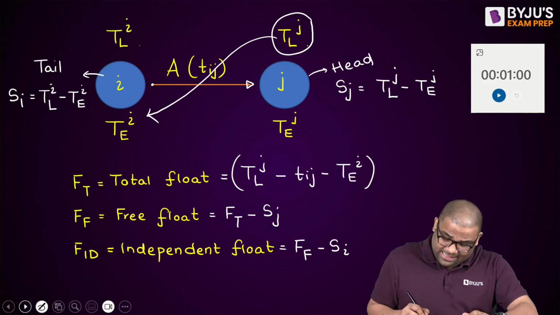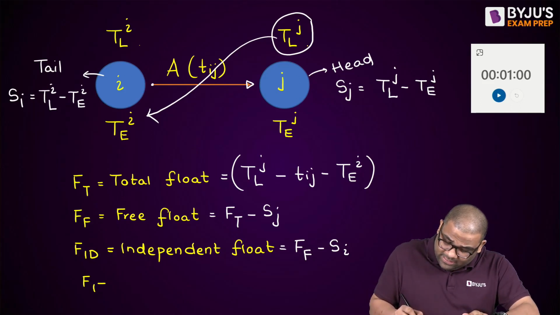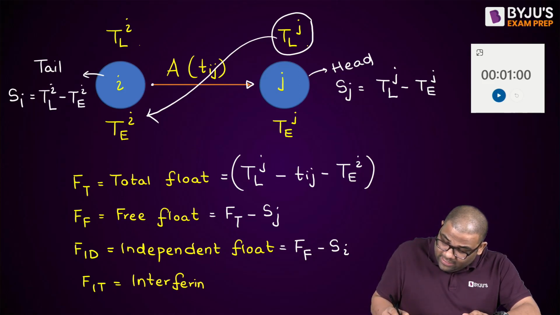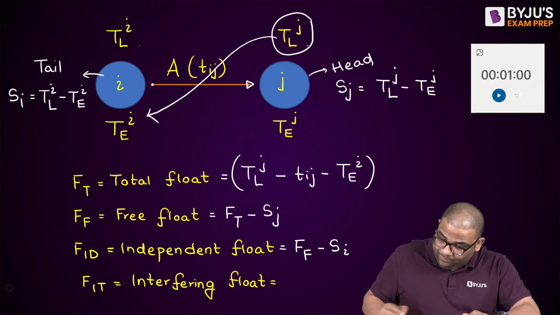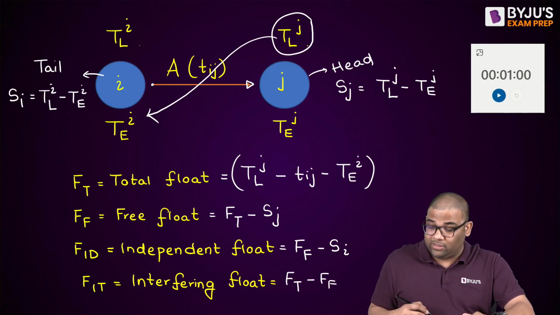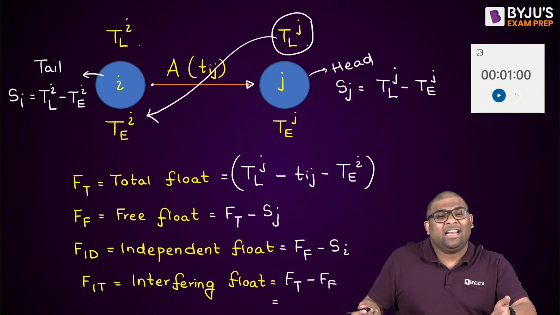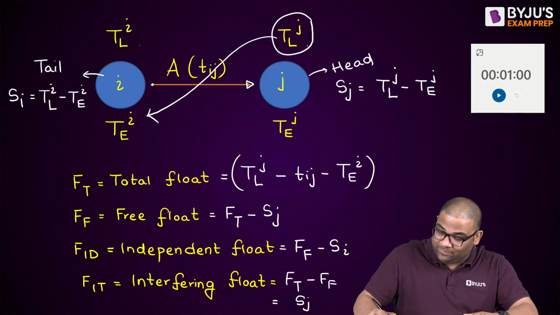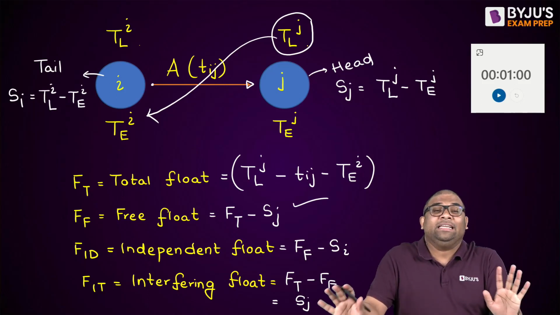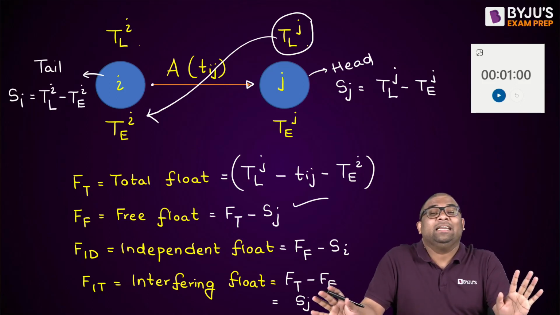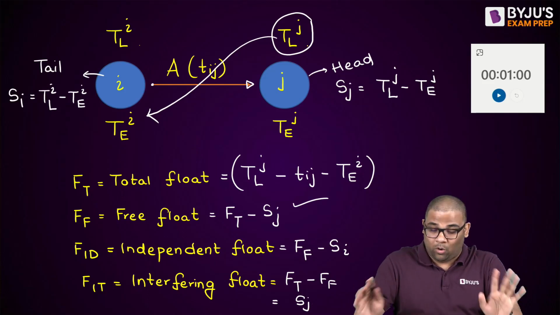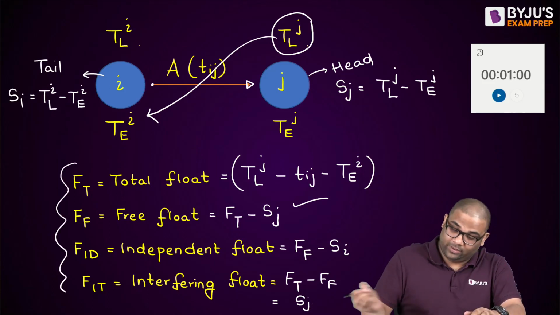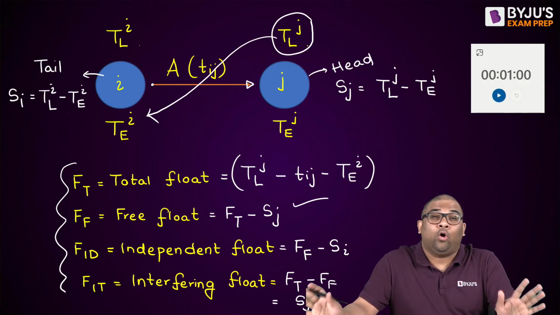And then the last one is the interfering float. Actually, the interfering float is very easy. It is nothing but the total float minus the free float. And the total float minus free float is SJ. So like this, if you remember this, you can easily find all the floats within 1 minute.